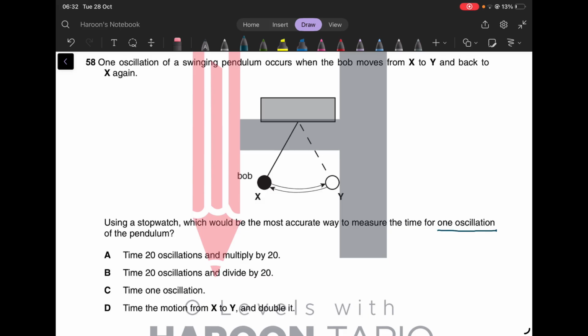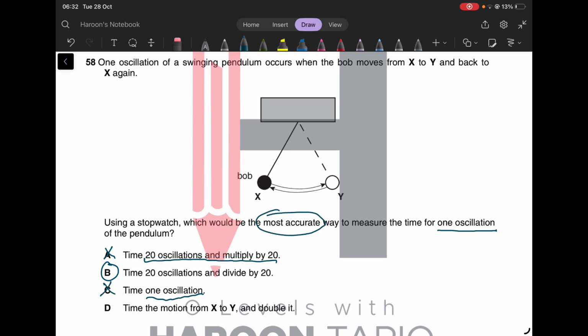Multiple readings concept. Time 20 oscillations and then multiply by 20? No, time 20 oscillations and divide by 20. So A is incorrect. B, time 20 oscillations and divide by 20. This is taking average, multiple readings and then dividing, so that the human reaction time is removed or at least decreased many folds. C, time one oscillation, although this will give us the reading but not very accurately. We need as accurate as possible, the most accurate way.